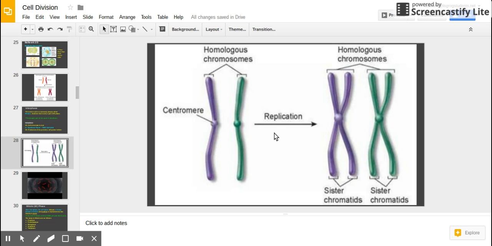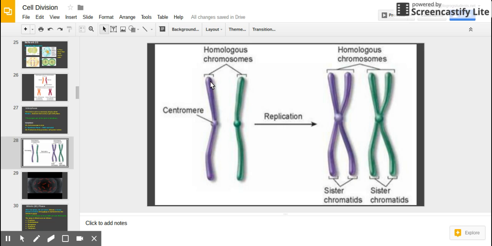So they might have different exact instructions for those proteins, because some of you have proteins that would give you a certain eye color versus another eye color. But each of those homologous pairs at least code for the same traits. All right, so that would be a homologous chromosome.